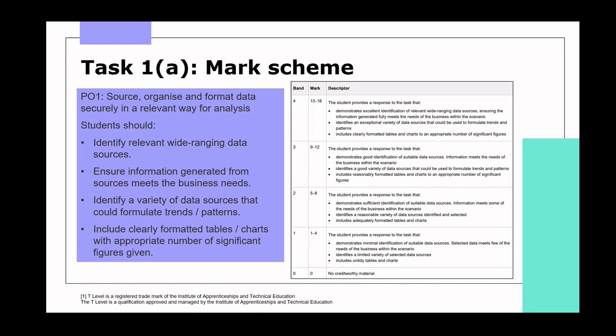Now, this subtask is assessing performance outcome 1. I've just tried to put the key aspects from the mark scheme into a summary here. So the evidence should have a wide range of relevant sources, and the information should be linked to the client's objectives and needs. For the data the students have sourced, it should include a variety, especially ones that could identify trends. This can include historical data and identifying a pattern. And the proposal should also have some relevant and clear tables and charts too.